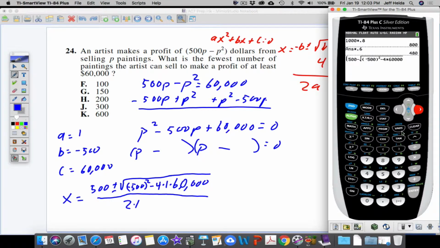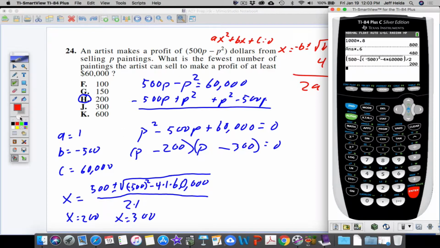Out from under the radical, close parenthesis, divide by 2. And I get an answer of 200. So x is equal to 200. And then if I did that again with a plus, I get x is equal to 300. So 200 is the smallest number. So yes, if you put 200 in here and 300 in here, that would be the proper factor.